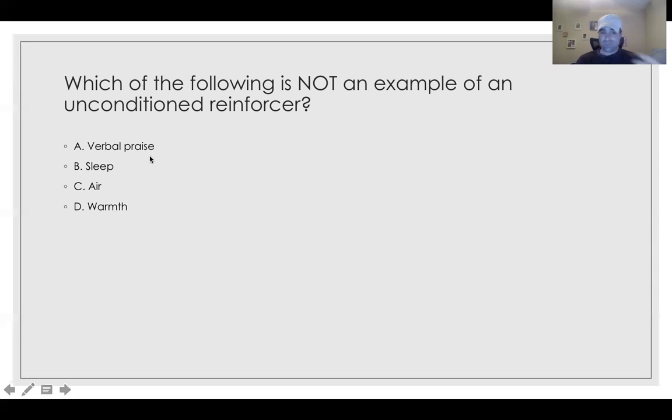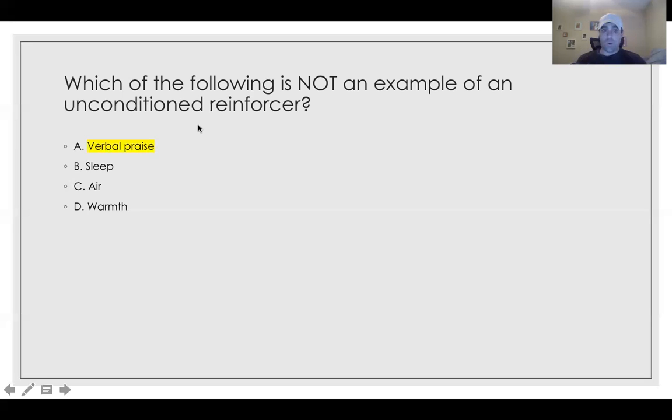B, sleep. Is sleep unconditioned? Yes, we are born needing sleep. Given a long enough time, sleep will function as a reinforcer. Air, obviously, yes, we're born needing air. Given long enough, air will function as a reinforcer without any prior learning. Remember, unconditioned means no prior learning, no prior pairing. This is innate. And then warmth, yes, that is unconditioned. If you're cold enough, warmth will function as a reinforcer. So our answer here, not an example, is verbal praise.